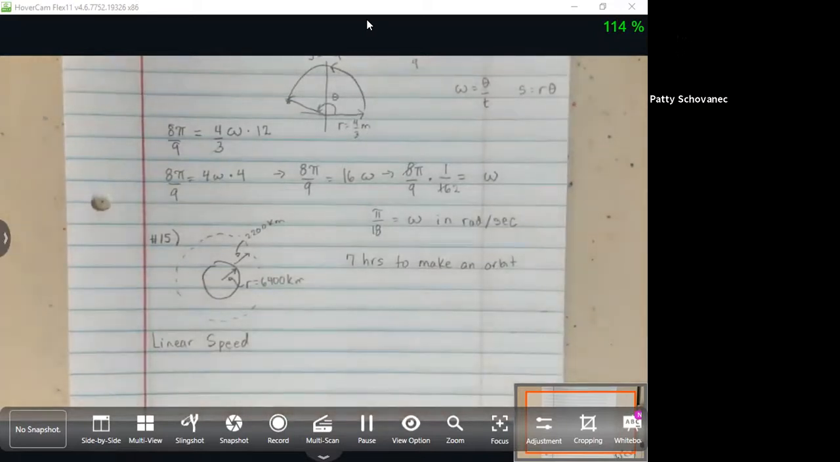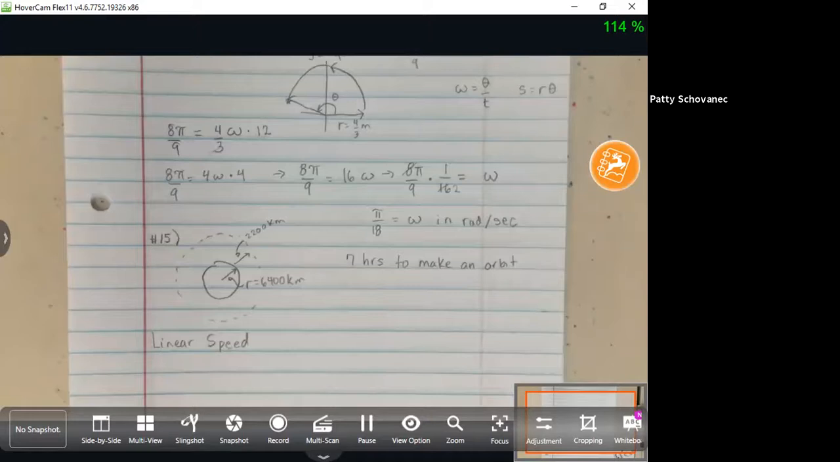Okay, now I can switch it back. Here's the problem paraphrased. We've got this satellite 2,200 kilometers above the Earth, whose radius is 6,400 kilometers. It takes 7 hours to make an orbit. We first want to find the linear speed, and then once we have that, we can figure out how far it travels in that time period.